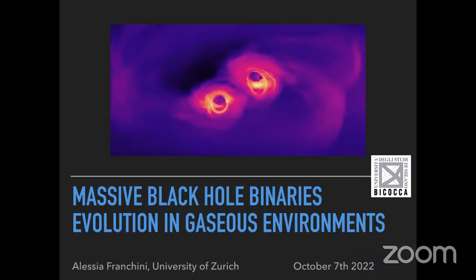where one of the systems is a neutron star. And then she moved back to Europe in 2020 in the group of Roberto, where again the focus is on massive black hole binaries.